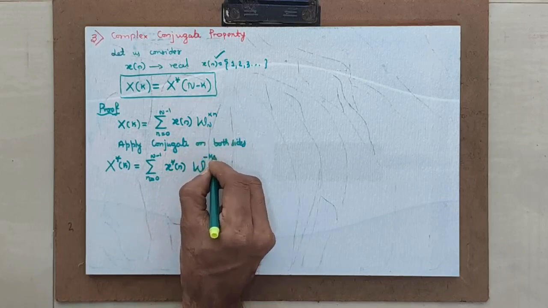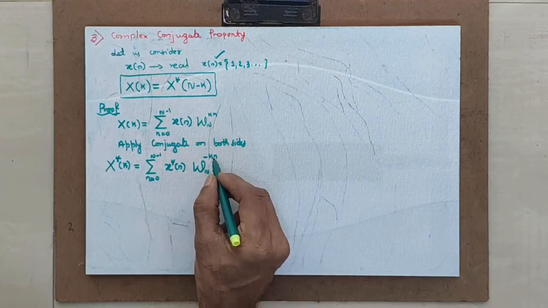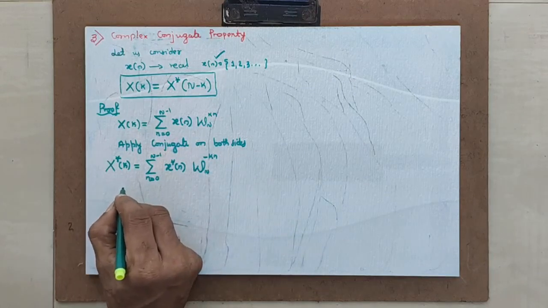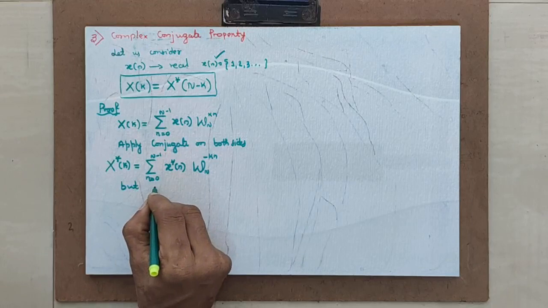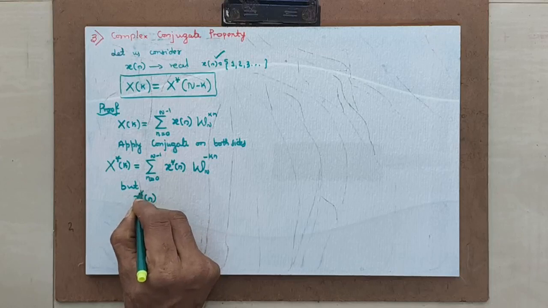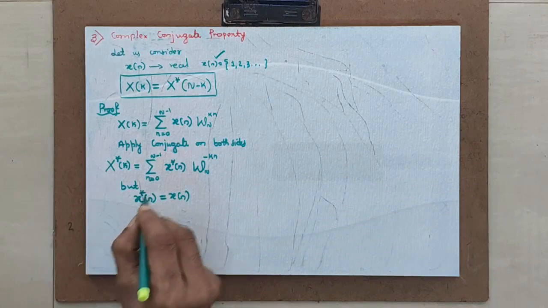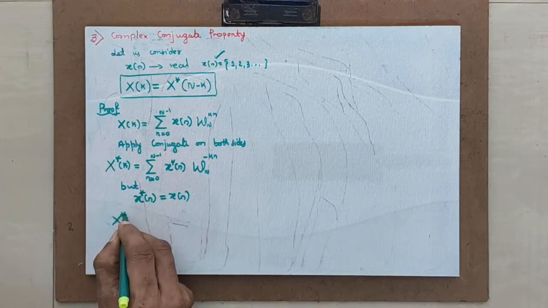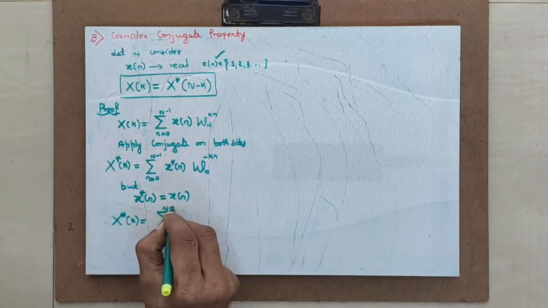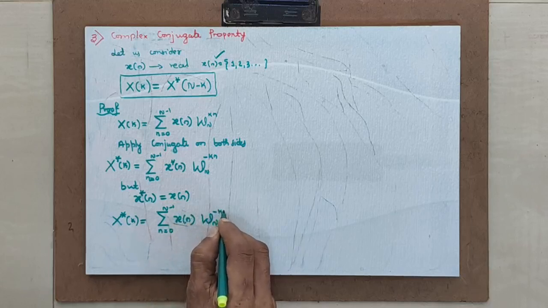This becomes minus kn because this is e raised to minus j 2 pi by N kn. That minus becomes minus plus, hence it becomes minus kn. But x of n is real, hence x conjugate of n is nothing but x of n. Hence, how can I write this? x conjugate of k is equal to summation n equal to 0 to N minus 1 x of n W_N raised to minus kn.